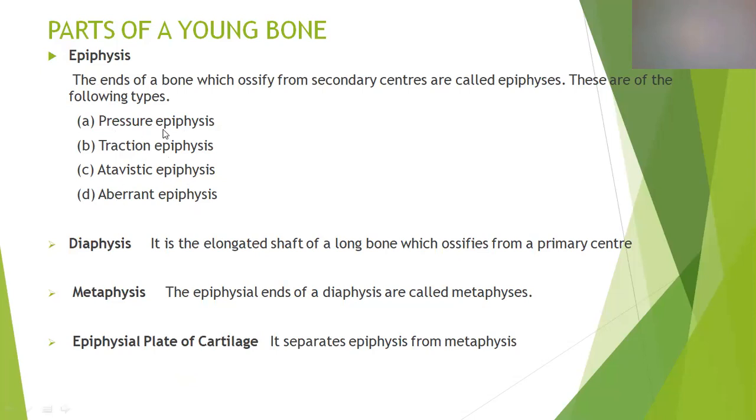What is meant by pressure epiphysis? This type of ends are mainly concerned with weight transmission. Then second one, traction epiphysis means this type of ends develops because of the pull of one muscle or a tendon. Third one, atavistic epiphysis means this type of ends develops as a separate bone and later fuses with the main bone. Last one, aberrant epiphysis means this type of ends are seen only in a few individuals, but it is not a pathological or clinical condition. So those are the different types of epiphysis.